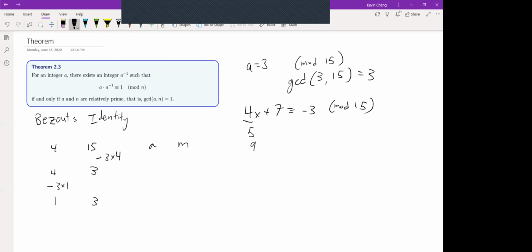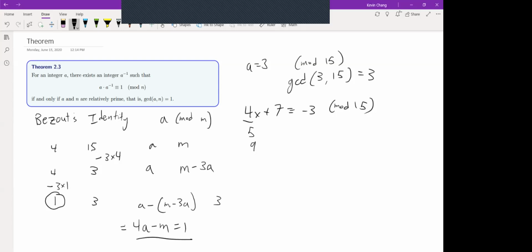So for example, a mod m. What we're doing here in the Euclidean algorithm is subtracting a as many times from m as possible. So in this case, we subtracted 4 3 times. So our next pair of numbers are a and m minus 3a. And then we subtracted this value 3 from 4 once. So our next pair of values were a minus (m minus 3a), right, and 3. And we know that this expression, if we simplify it, is equal to 4a minus m. And this is going to be equal to 1 because we got 1 here. So we have this equation, 4a minus m equals 1.